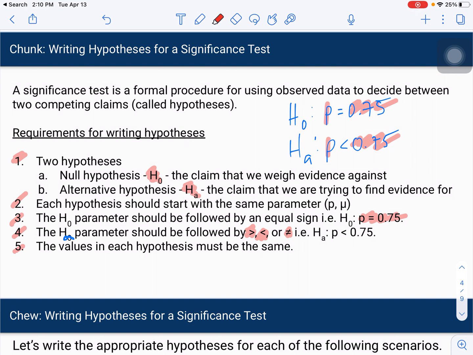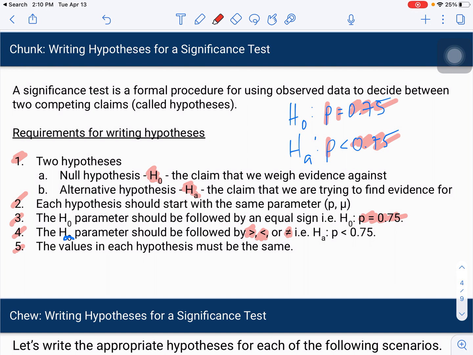Your null has to be an equal sign, and then your alternative can be either a less than, a greater than, or a not equal to. And we'll see how to write these as we go through a couple examples here. But those are the 5 requirements that you need in order to write a pair of hypotheses.